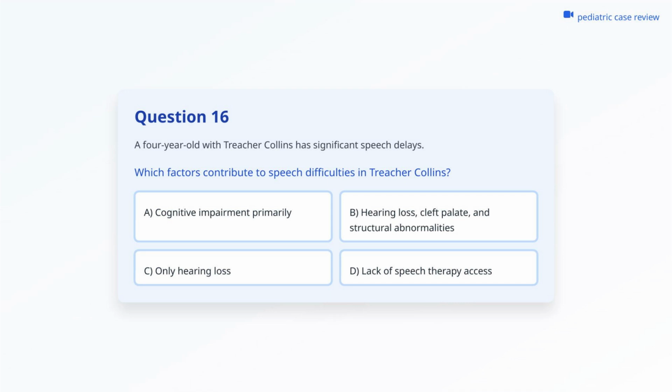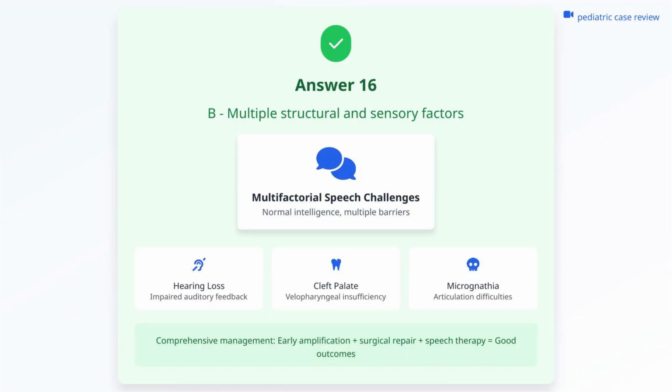Question 16. A 4-year-old with Treacher Collins has significant speech delays. Which factors contribute to speech difficulties in Treacher Collins? Option A. Cognitive impairment primarily. Option B. Hearing loss, cleft palate, and structural abnormalities. Option C. Only hearing loss. Option D. Lack of speech therapy access. Identify contributing factors. The correct answer is B.